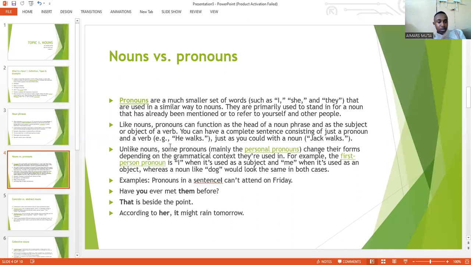Examples of pronouns in a sentence: I can attend. I can attend on Friday. Have you ever met before? That's beside the point.